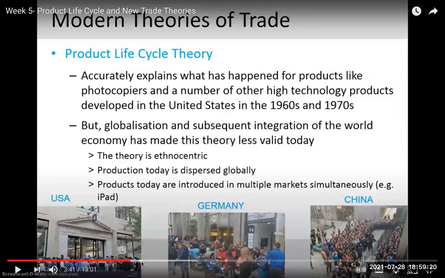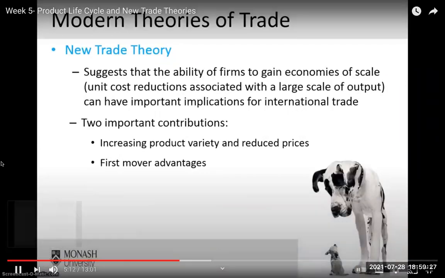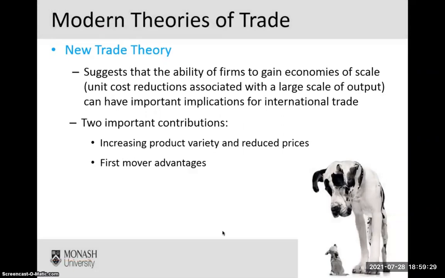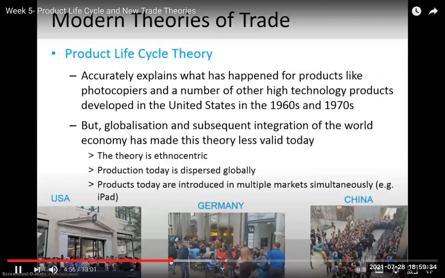Certainly. All right, so I'm going to move it along in the interest of time. New trade theory.